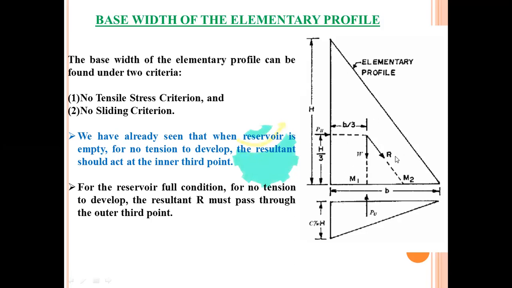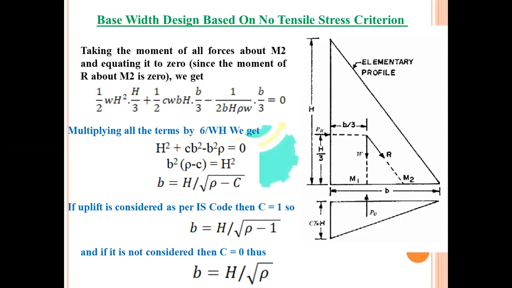This resultant will pass through the last one-third. That means M2 to toe. So you must take care that the resultant will pass through the outer one-third, that means M2 to toe. Okay, that is the outer third.